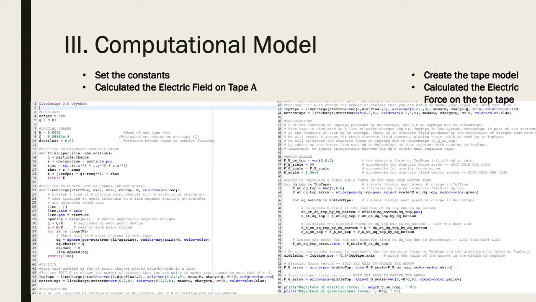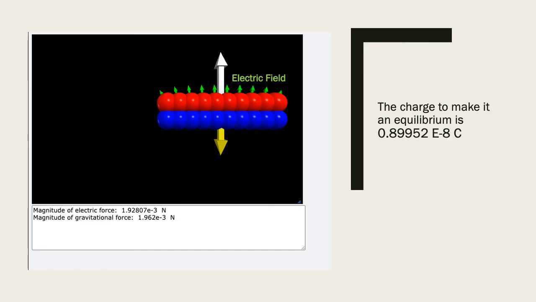When using Python for our program, we set the constants and we created a code to calculate the electric field on tape A. As you can see on the image, the right charge that allowed us to have an equilibrium between the electric force and the gravitational force was 0.89 x 10^-8. Here is another screenshot of the simulation where we can see the electric field toward the tape, and the electric force and the gravitational force almost at equilibrium.